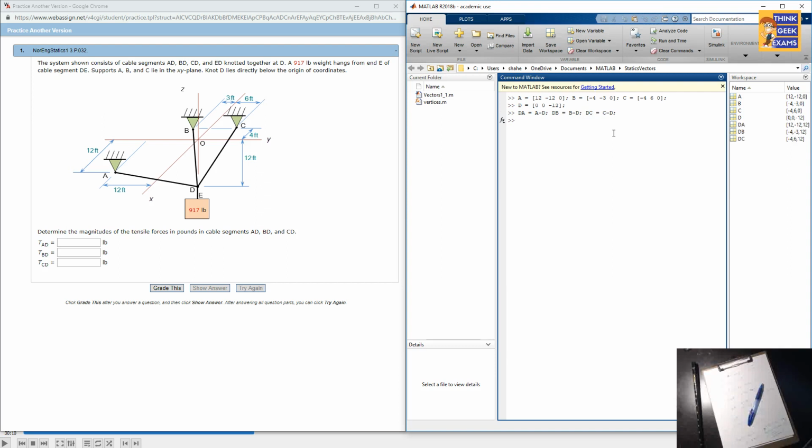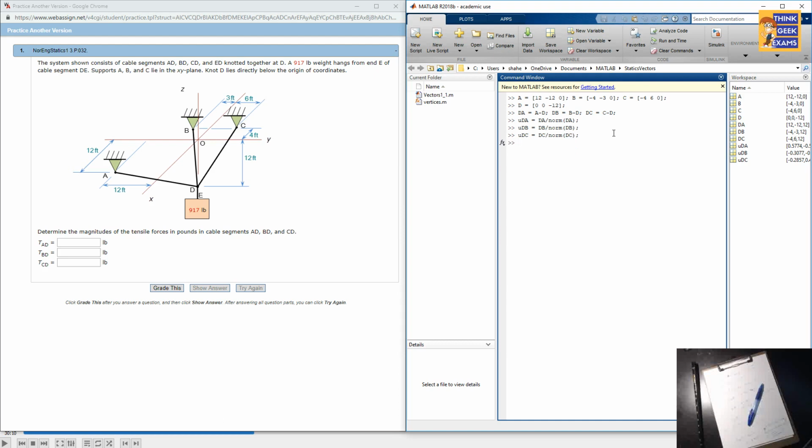Okay, next we need the unit directions. UDA is dA divided by norm of dA, and same thing with dB and dC. UDB is dB over norm dB, and UDC is dC over norm dC.